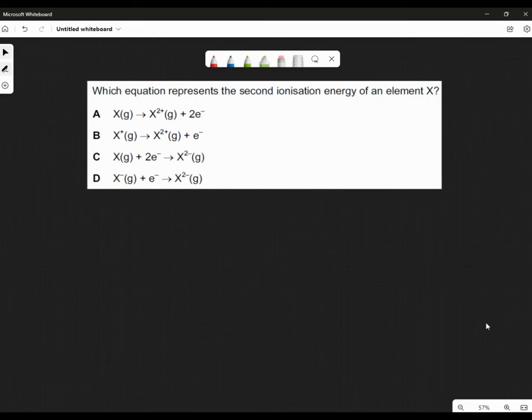There, this is the second video, and this is going to be questions 11 to 20. So this is question 11. Which equation represents the second ionization energy of an element X?